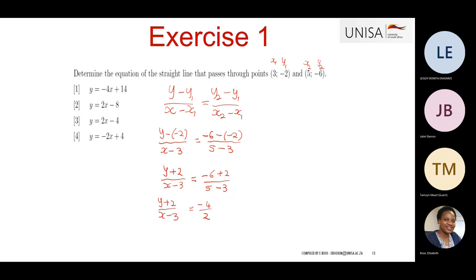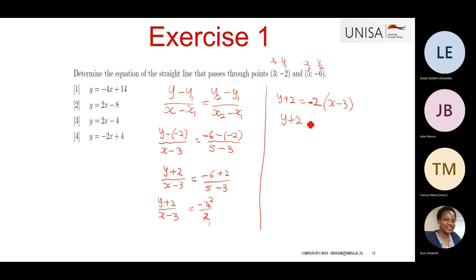Now we need to get rid of the x minus 3, so we multiply. On the left, you'll be left with y plus 2 equals minus 4 over 2 times x minus 3. Distribute minus 4 over 2. We could also solve from here because 2 goes one time into 2 and 2 times into 4, and this would have been left with minus 2 as the answer, right? We distribute minus 2 into the whole bracket.